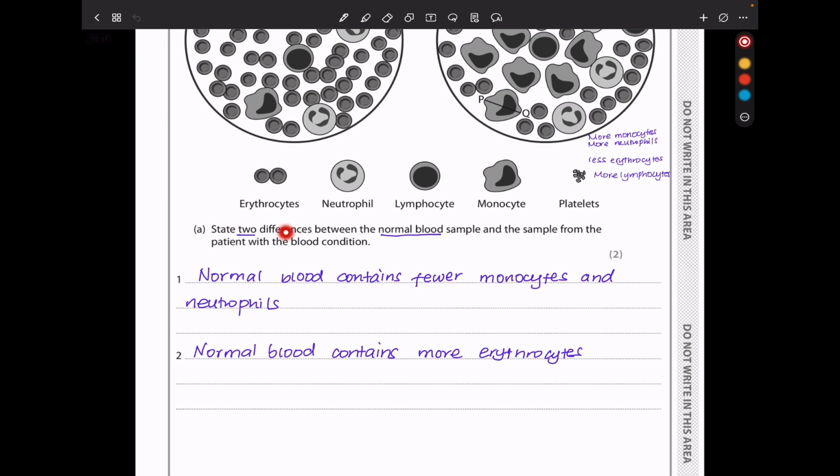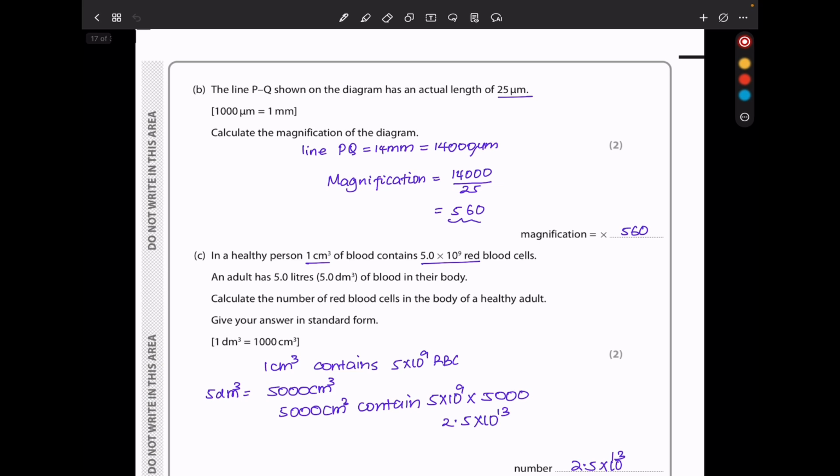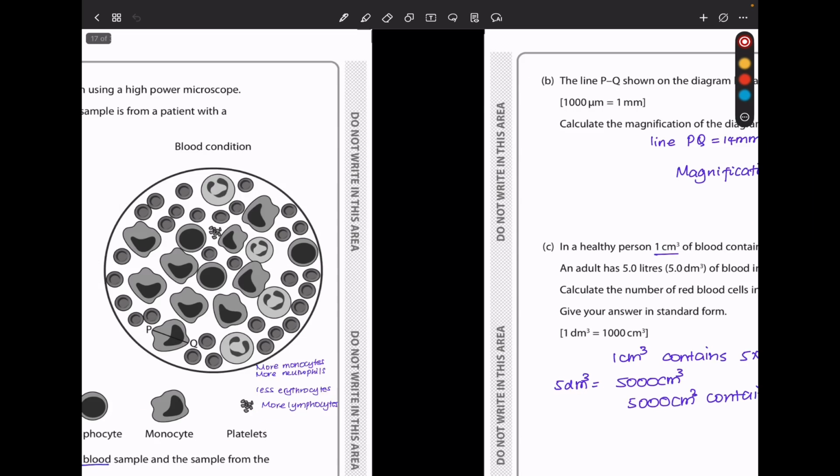So they say state 2 differences between the normal blood sample and the sample from the patient with a blood condition. Like I've already said, normal blood contains fewer monocytes and neutrophils. Normal blood contains more erythrocytes. Then in part B, they say the line PQ shown on the diagram has an actual length of 25 micrometer, where 1 millimeter is equal to 1,000 micrometer. They say calculate the magnification of the diagram.